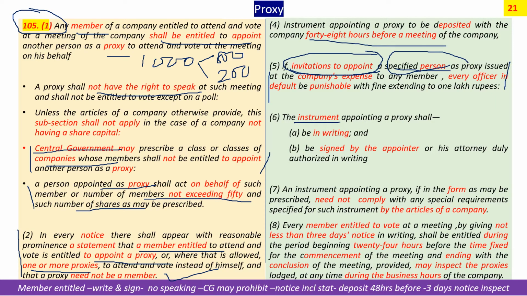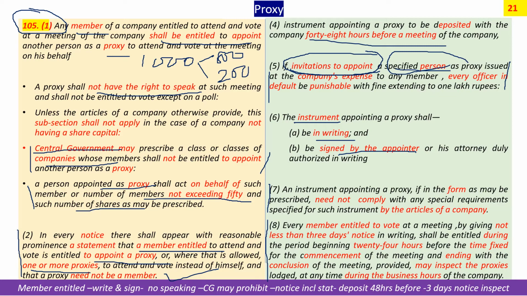And the proxy instrument has to be in writing. It has to be signed by the appointer, and it should be in the form prescribed. And whatever proxies are deposited with the company before the meeting can be inspected.